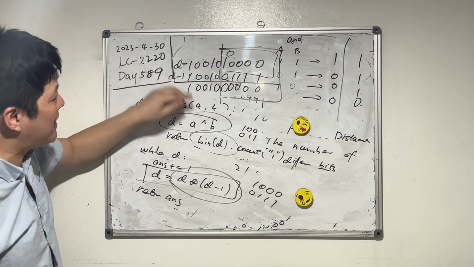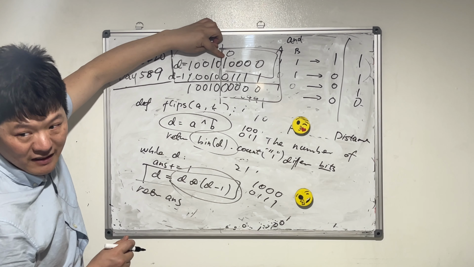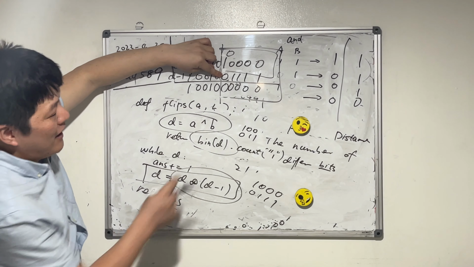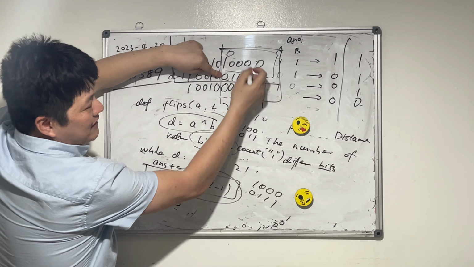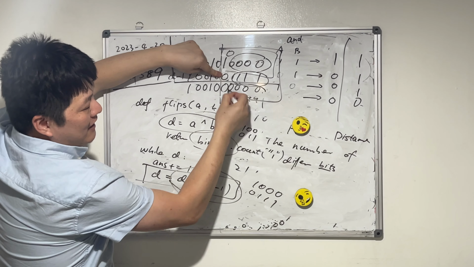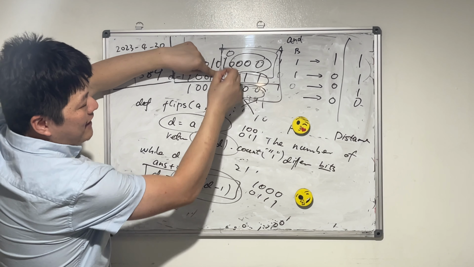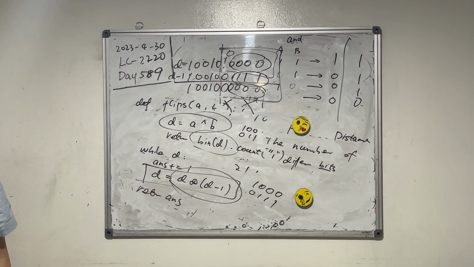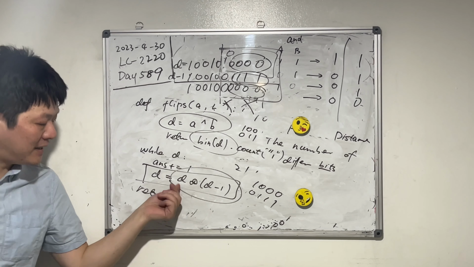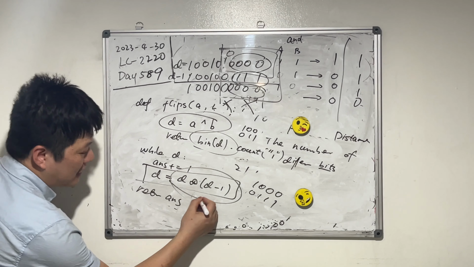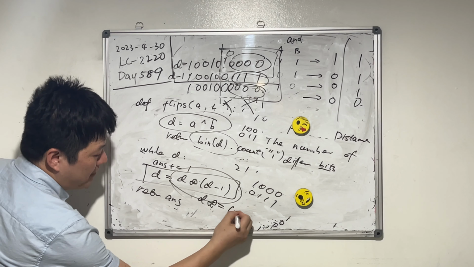Why? Because D minus 1 is basically flipping that 1 to 0 and all the bits after it to ones, right? Since this is 0 and this is 1, when I perform an AND, this becomes 0, because 1 and 0 is 0. The remaining bits will stay the same, right? Okay, so now D AND D minus 1 is the same thing as D AND-equals D minus 1.